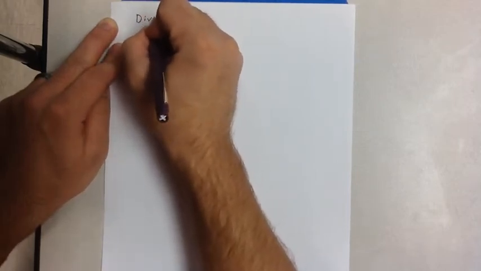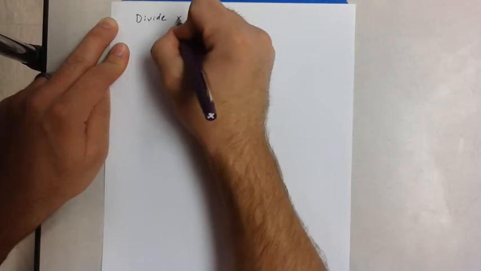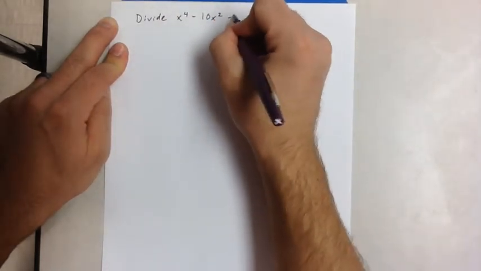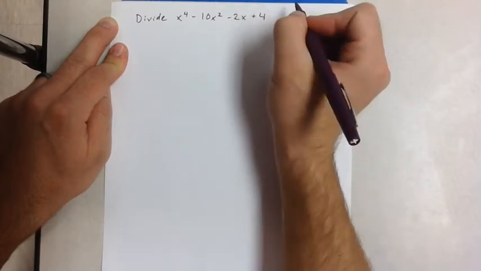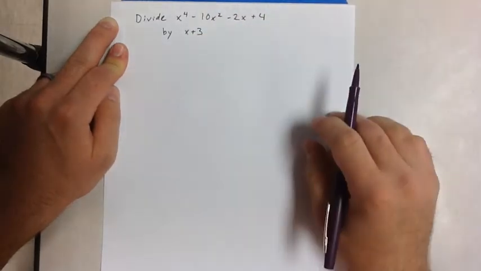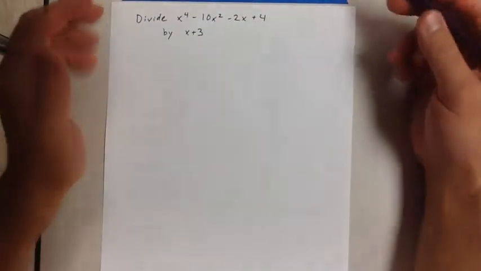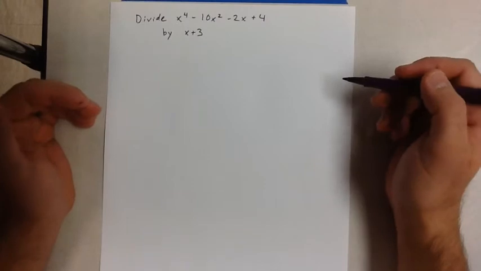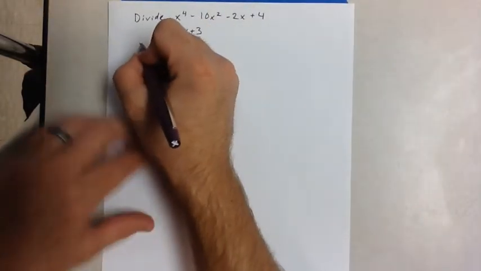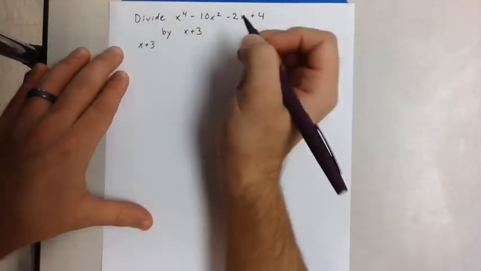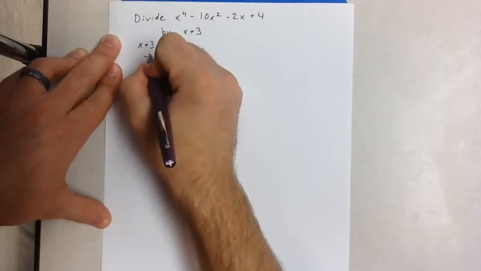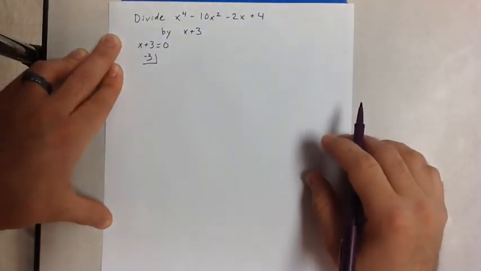So let's take the situation. Let's divide x to the power of 4 minus 10x squared minus 2x plus 4 by x plus 3. Okay, so we could easily set this up as long division, but let's see what it looks like in synthetic. So let's just imagine for a moment that x plus 3 is in fact a factor, so its zero would be -3. That goes in a little box.